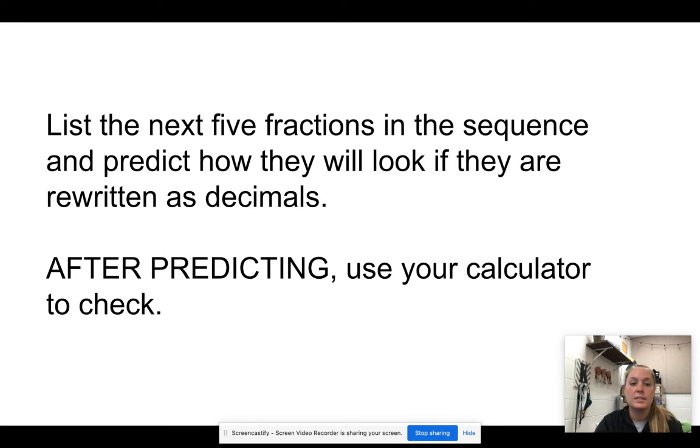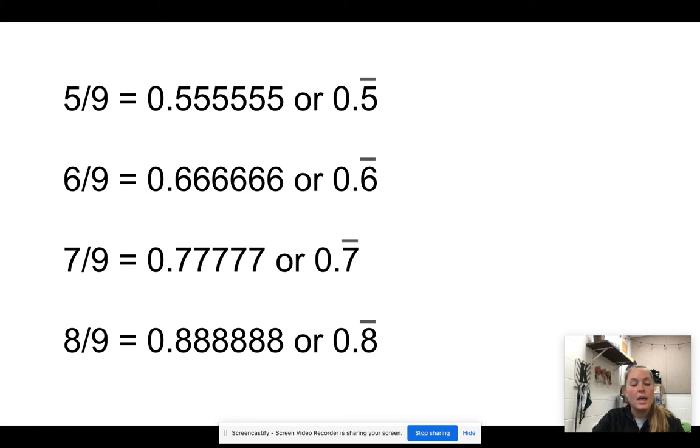I want you to list the next 5 fractions in this sequence and predict how they would look as if they were written as decimals. After you predict, then go ahead and try it on your calculator to confirm. And this is what you would have gotten. 5/9 would be 0.5 repeating. So we write that as 0.5 with a vinculum, that line above.